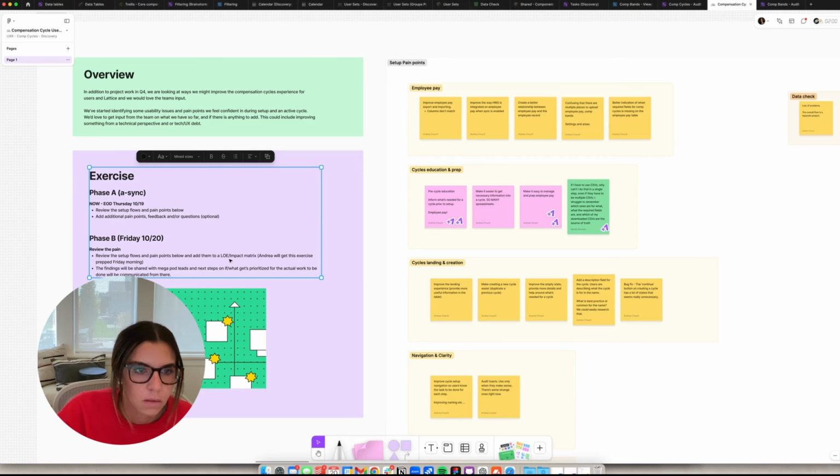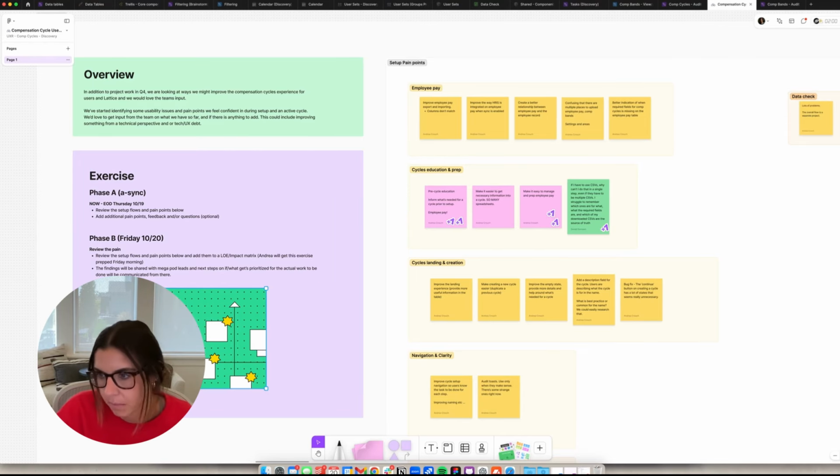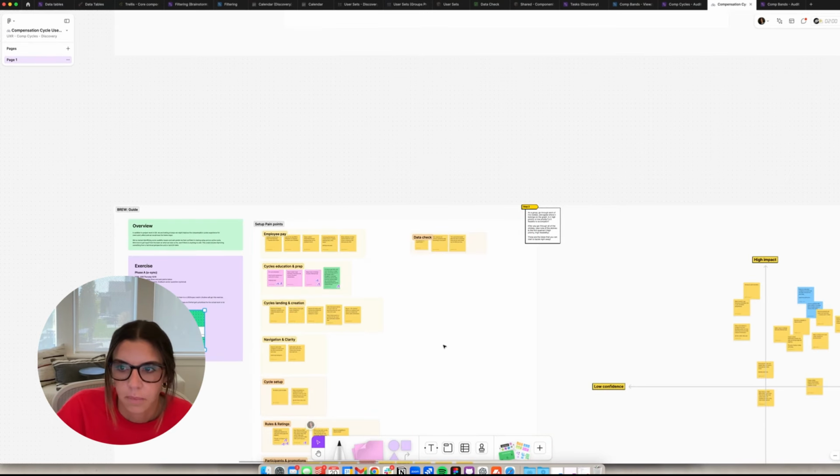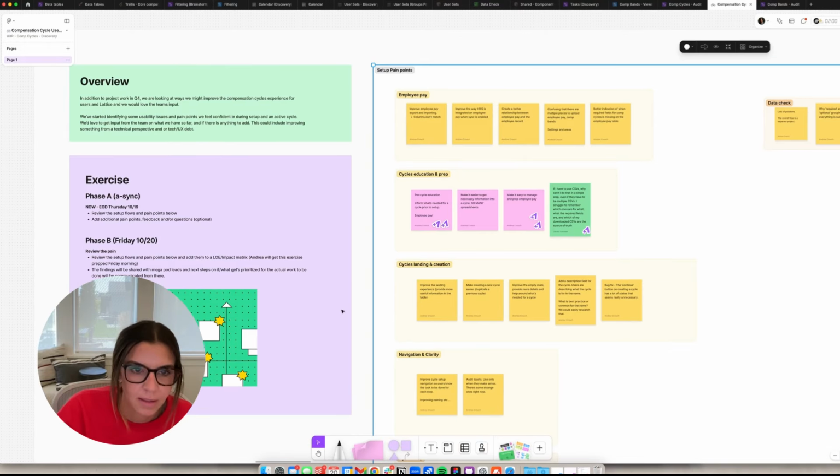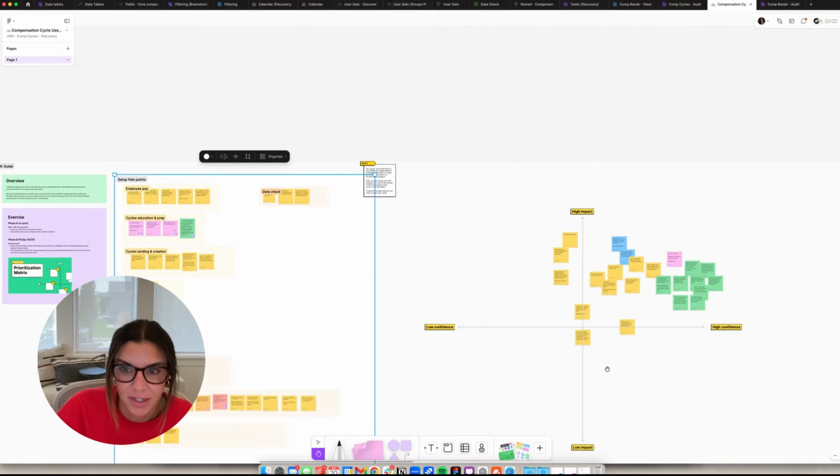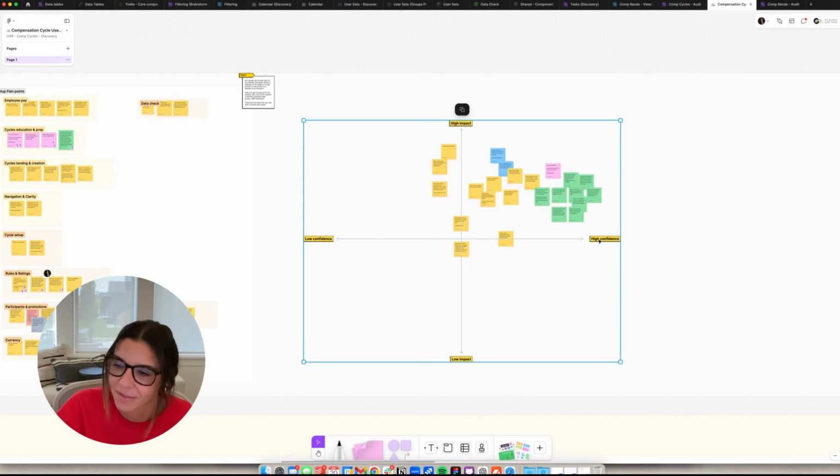So phase B, this is where we did the Eisenhower matrix. What is that? I have no idea. What is the Eisenhower matrix? Yeah, so this is really a prioritization matrix, and you can customize this based on what you need for prioritizing.